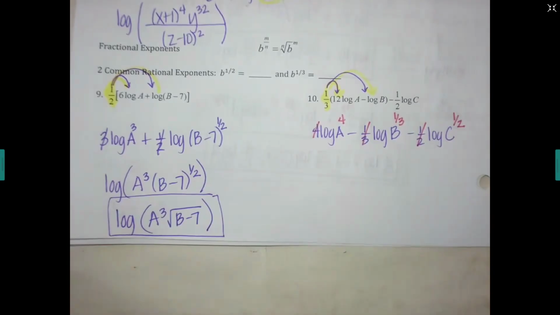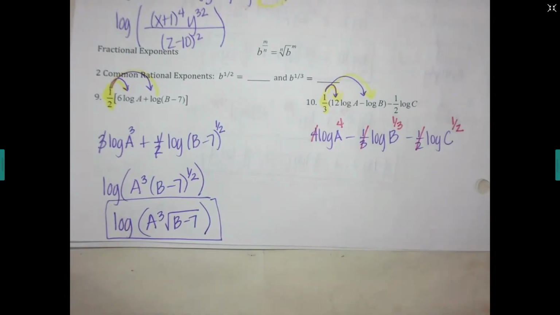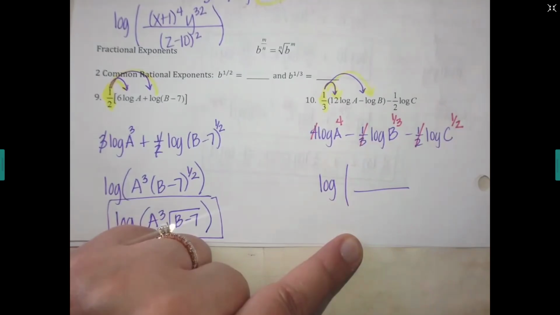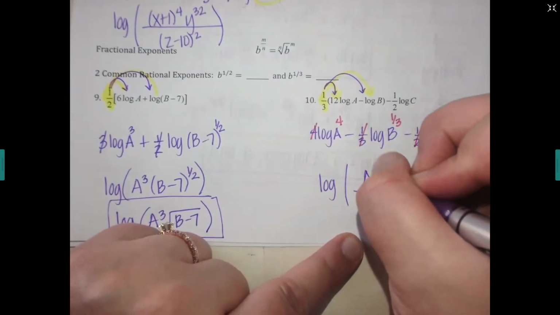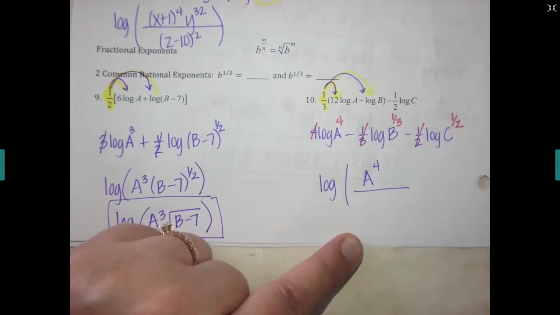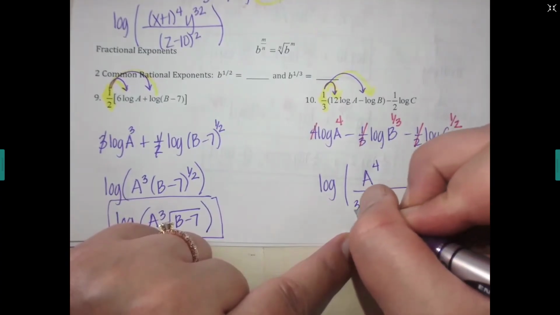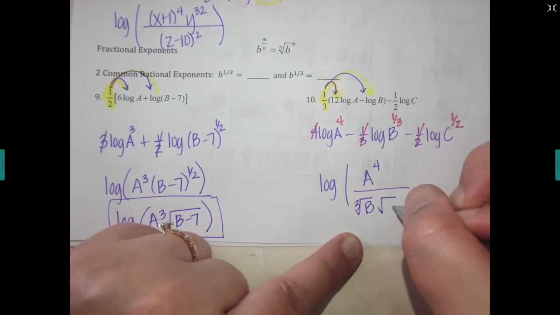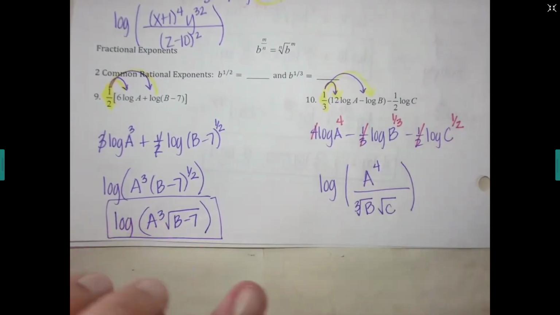When we put them back into the same log, which letters, multiple letters, will end up on the bottom? A, B, or C? B and C will both end up on the bottom because they both had a minus. So you'll have log big fraction. Only my A4 gets to live on top. And then my third will turn into a what around the B? Cubic root of B. And my half on the C will turn into a square root of C. So it would be like that.